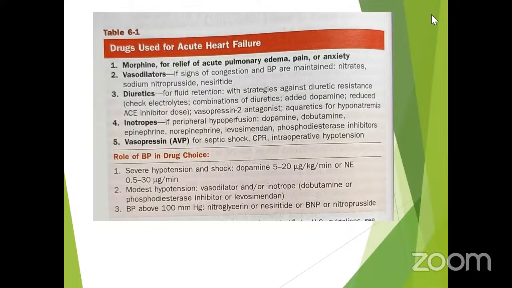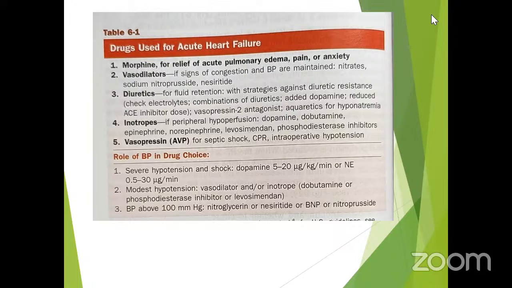Next in order are vasodilators. If there are signs of congestion and BP is maintained, only then can we use these drugs: nitrate, sodium nitroprusside and nesiritide. Otherwise, you have to be very careful, because these are drugs which will decrease the BP further and might even cause death. So we have to be careful, monitor BP, and then start with these drugs.